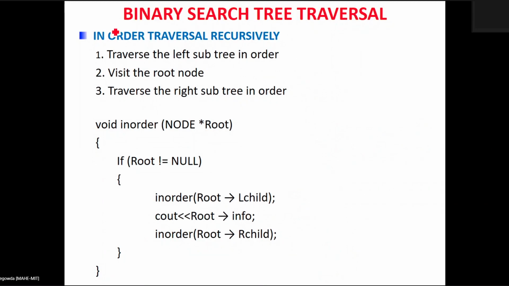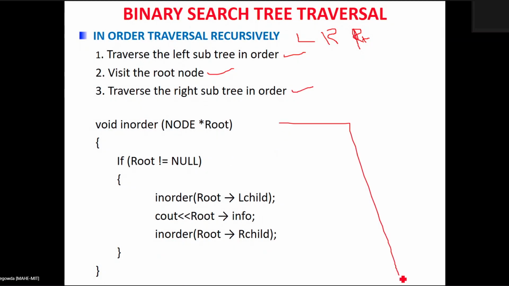Similarly, in-order traversal we already discussed: traverse the left subtree in order. In the first step, you traverse the left subtree in order. It means that you are going to visit all the nodes in this manner: left, root, followed by right. This is the procedure we use for in-order traversal. Traverse the left subtree in order, visit the root node, then traverse the right subtree in order.